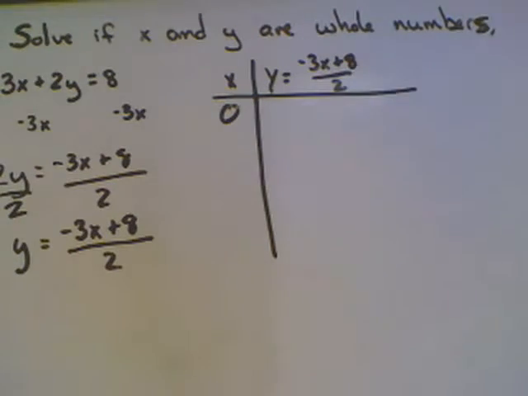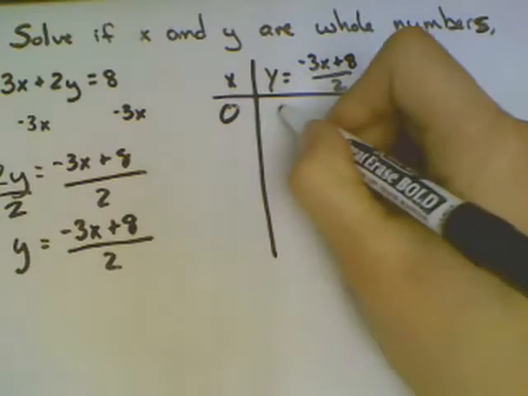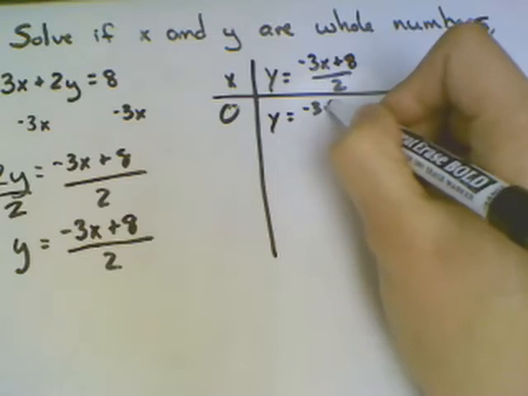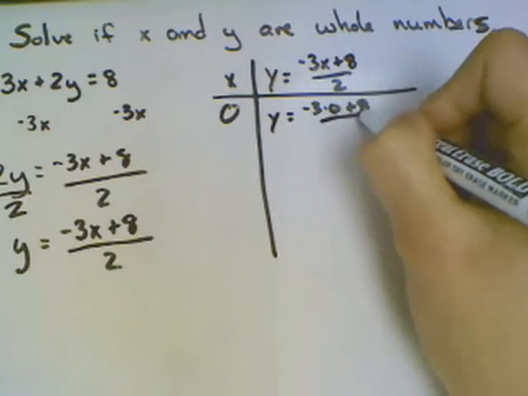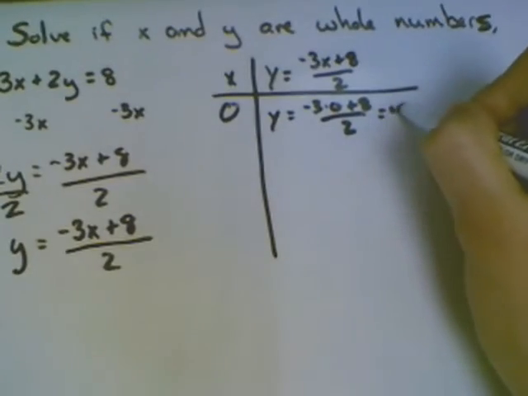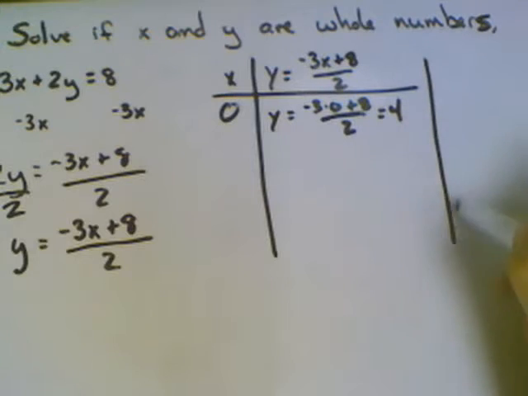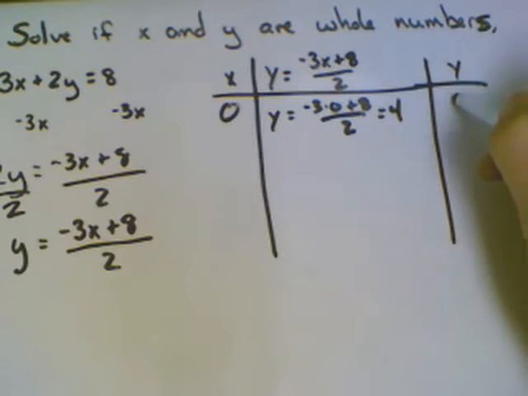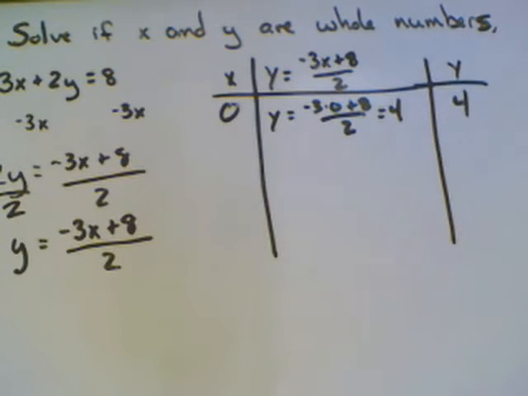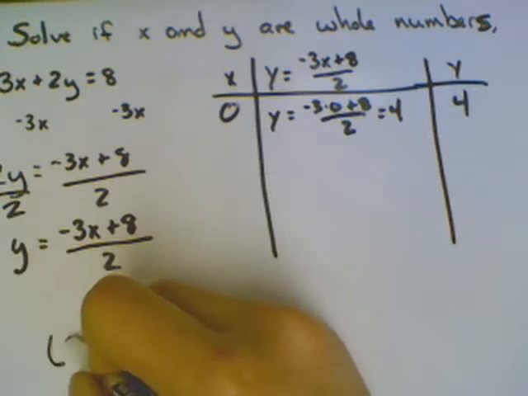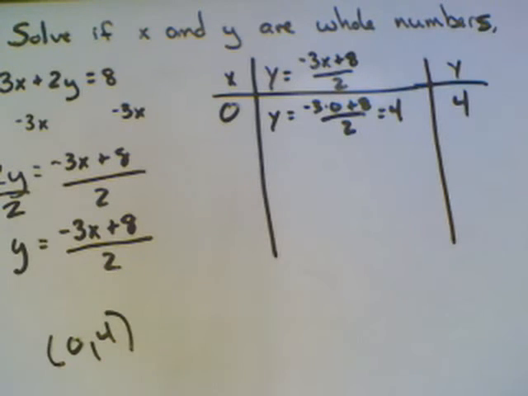Start by plugging in x to be 0. If x is 0, y is equal to negative 3 times 0 plus 8, all divided by 2, and this value is 4. So if x is 0, y is 4. This is nice. This is a whole number solution, so I'm going to start creating my list down here.